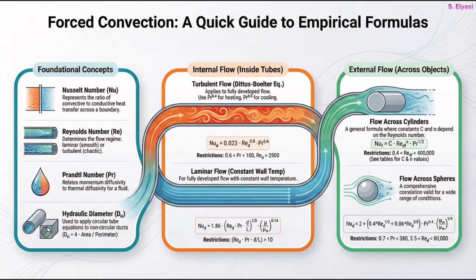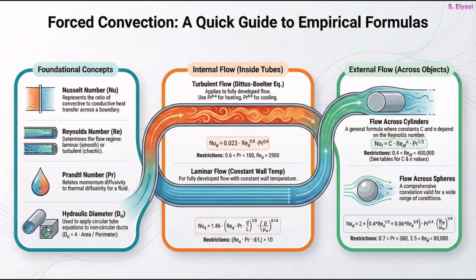You've got the Nusselt number. That's all about how effective the heat transfer is. Then, and this one's a big deal, the Reynolds number. It tells you if the flow is smooth, laminar, or chaotic and turbulent. Next is the Prandtl number, which is about the fluid's own thermal properties. And finally, because not all pipes are round, right, we use the hydraulic diameter to make the formulas work for non-circular ducts too.